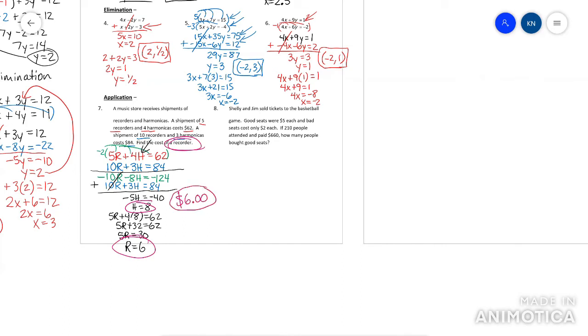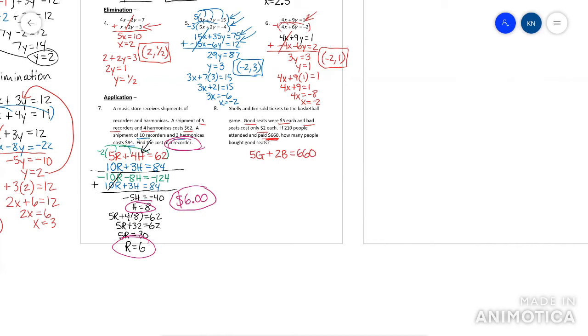All right, look at this next one. Make 2 equations out of it. Good seats were $5 each. Bad seats were $2 each. So go ahead and start making an equation out of that. You got good seats at $5 each and bad seats at $2 each. Go look at how much money was spent. Look for the dollar sign, $660. There's one equation.